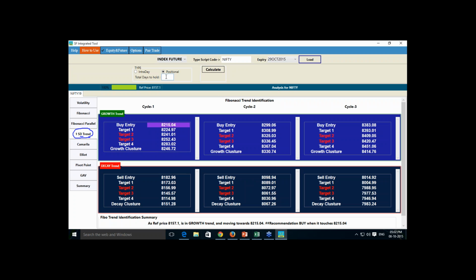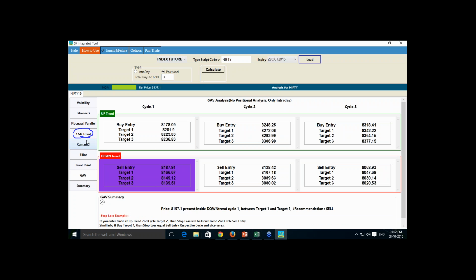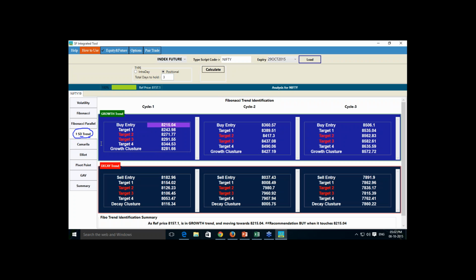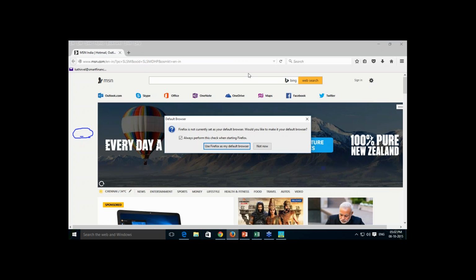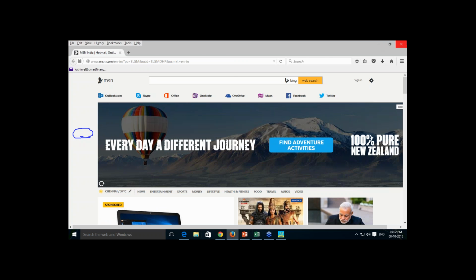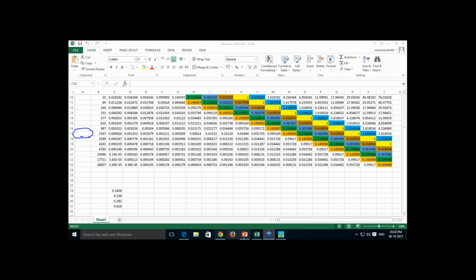Suppose you want to go for the positional, 2 to 3 days or 1 or 2 days, you can also utilize this 1SD with some more enhancements in it. So if you are already using this tool, please update it. Once you open the software, it will ask for the update, and at that time you can update.